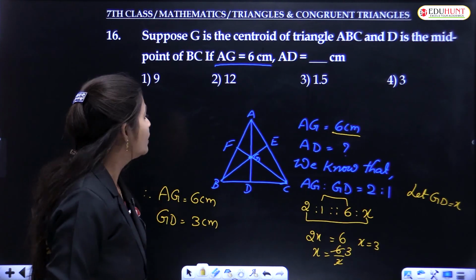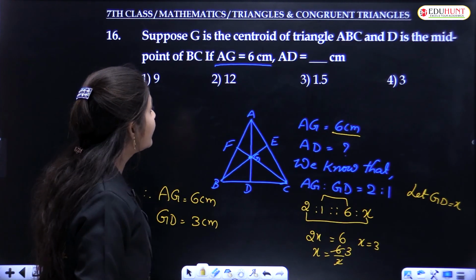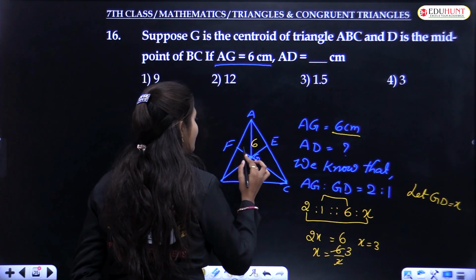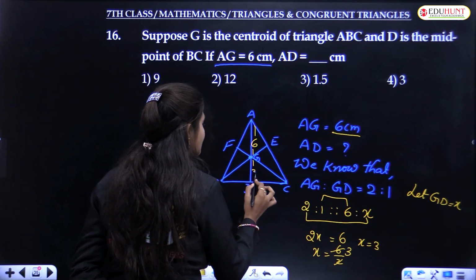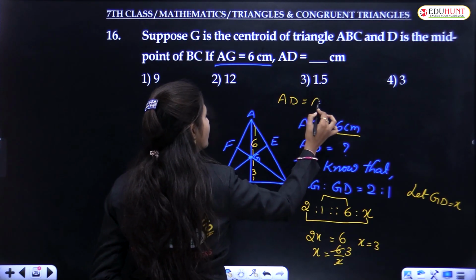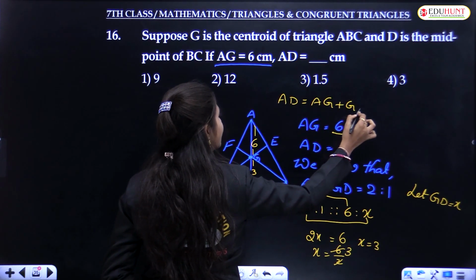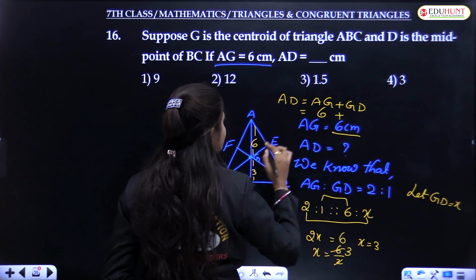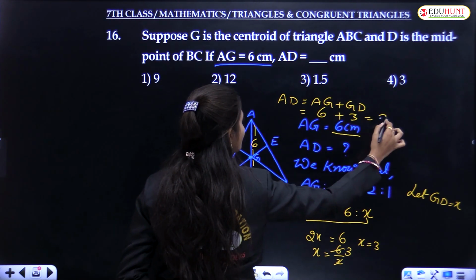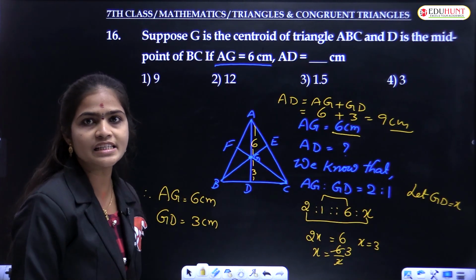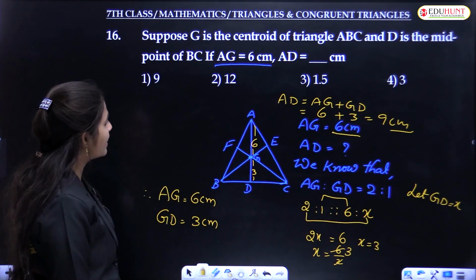Am I clear? So here they are asking for the AD value. AD means here we have this is 6 centimeters and this is 3 centimeters. So AD is equal to AG plus GD. AG is 6 centimeters plus GD is 3 centimeters, so completely that is equal to 9 centimeters. Is it clear, children?